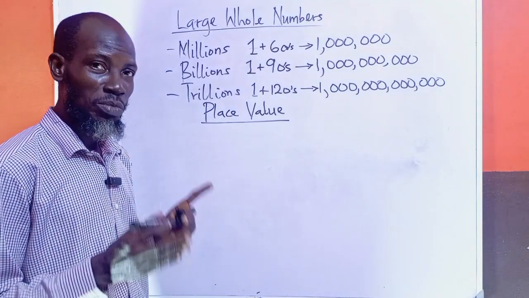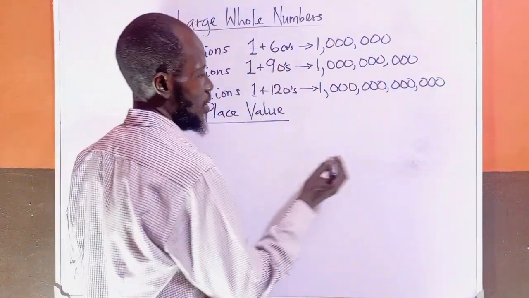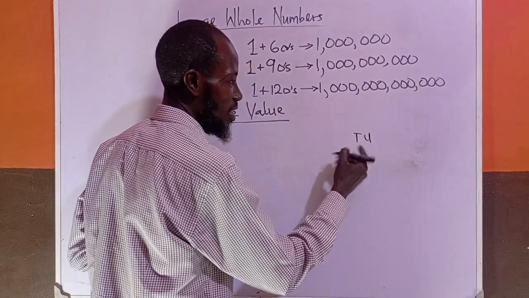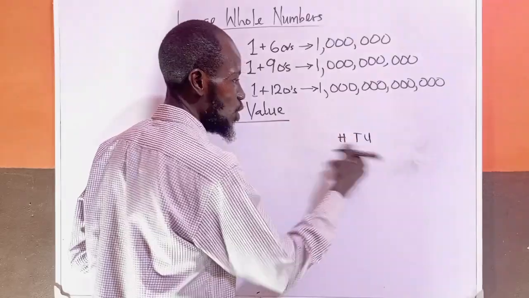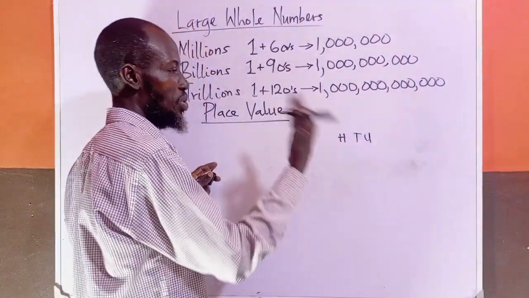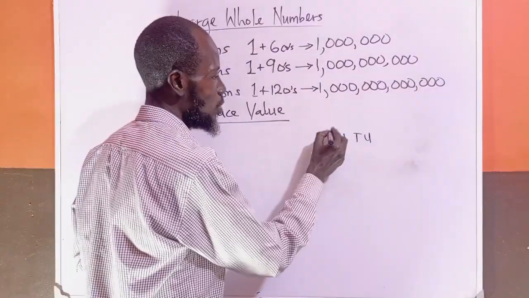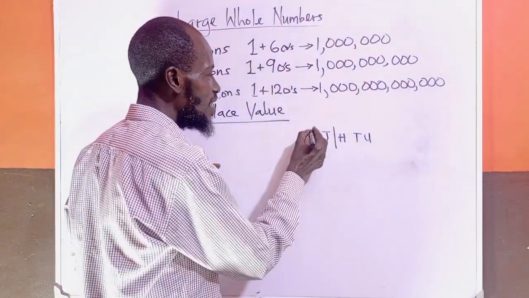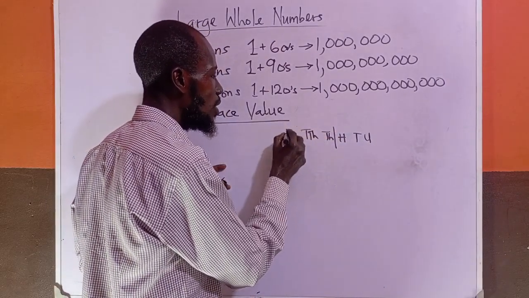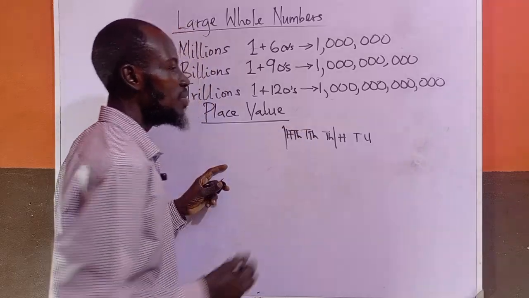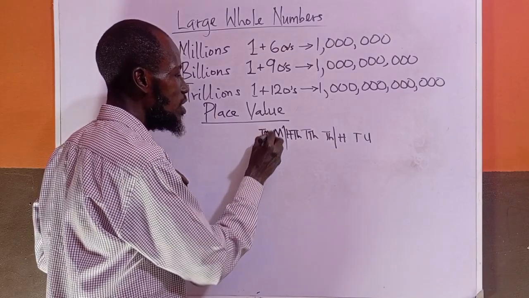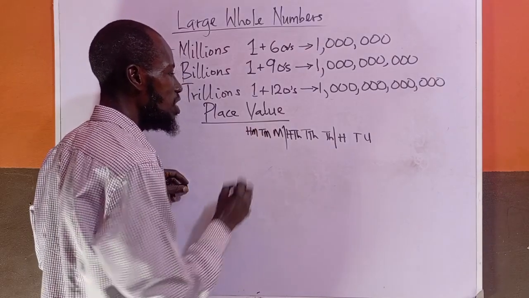Now, to read that, we are going to analyze it. If you have a single digit, that is units, followed by tens, that is double digits. If you have a 3-digit number, that is hundreds, tens and units. After the hundreds, we move on to thousand. Then we also have ten thousand, and hundred thousand. Then after that, we have million, then ten million, and hundred million.